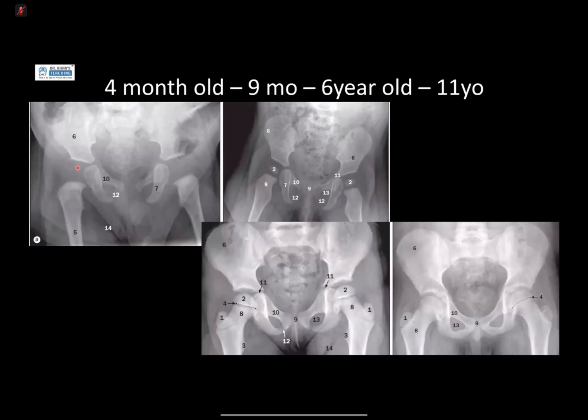I have no pictures to show you of the ultrasound, but there are a lot of techniques out there. The most commonly known is the Graf technique for ultrasound. You can look it up on YouTube or in a book. They say less than 4 months.